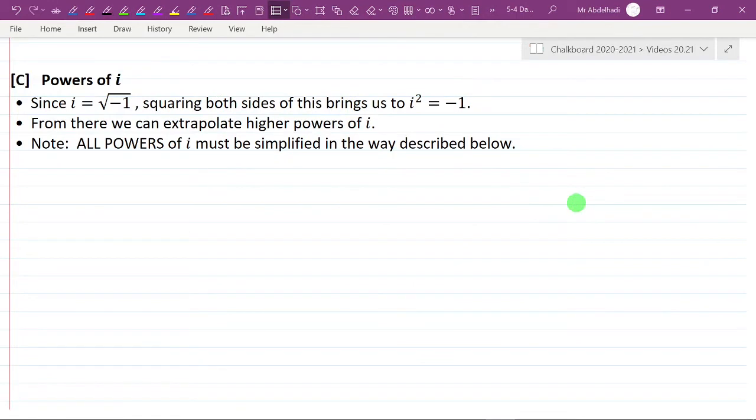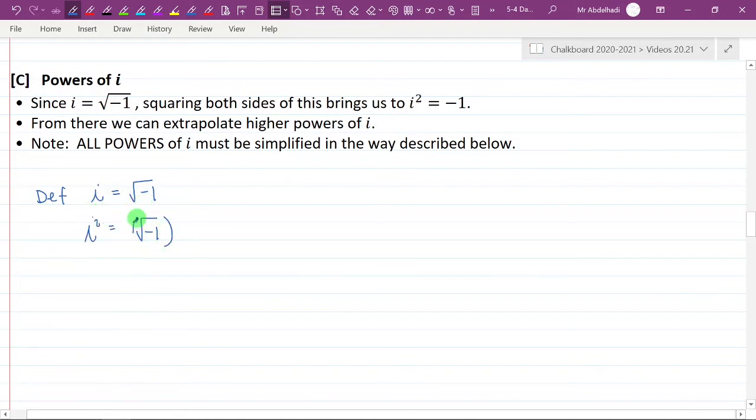Okay, now that we've discussed how to find i, or what it means, what it comes from, we're going to talk about the powers of i. Now, the definition of i is that i equals the square root of negative 1, something that's impossible to do in real life. You cannot square root negative 1, so i is an imaginary thing. Now, if you were to square both sides of this equation, this becomes i squared, and this becomes the square root of negative 1 squared. Well, what happens when you square the square root? They cancel out, and you get i squared equals negative 1.